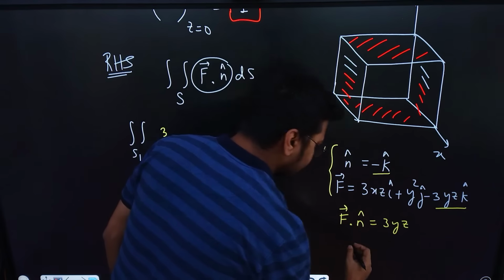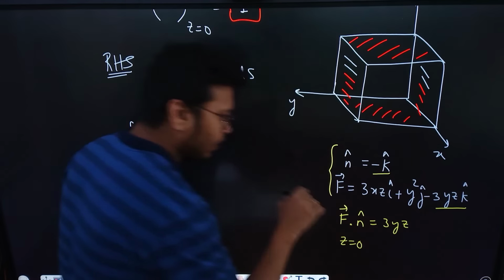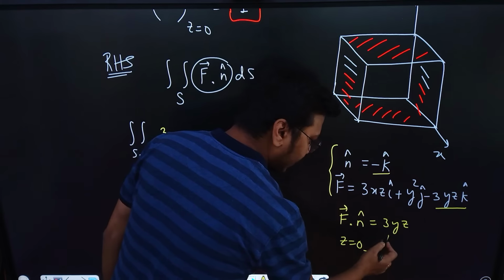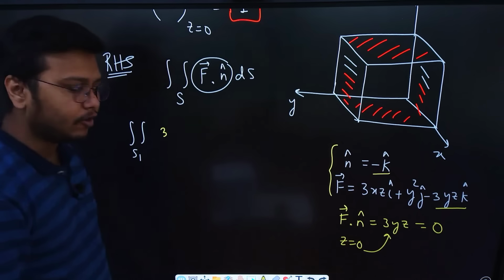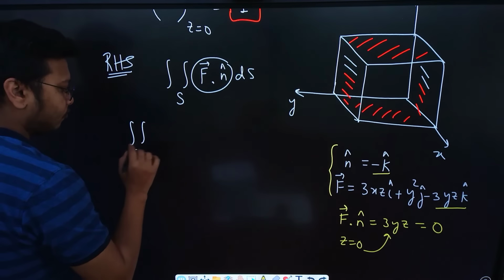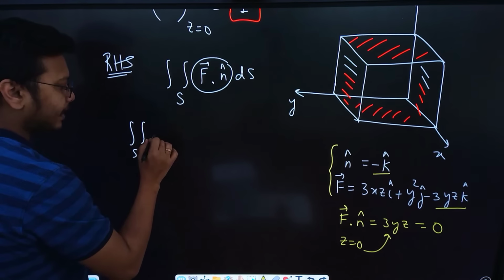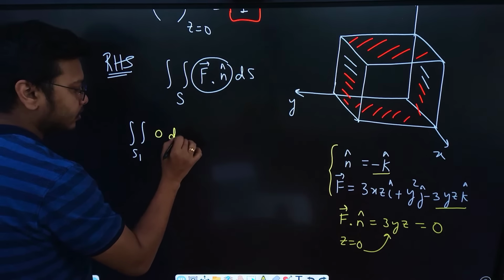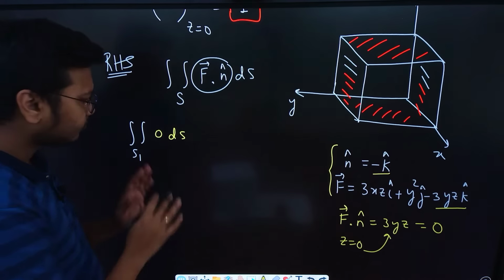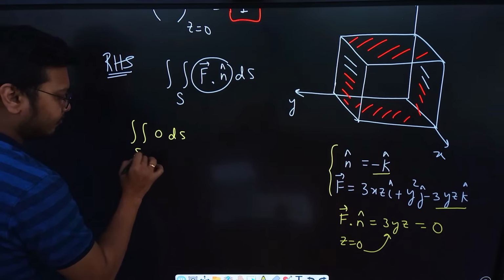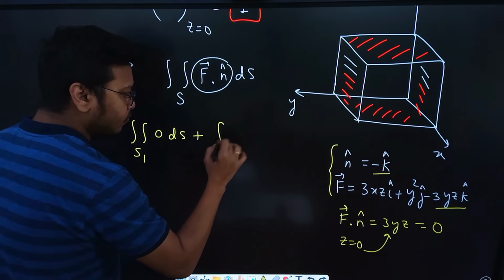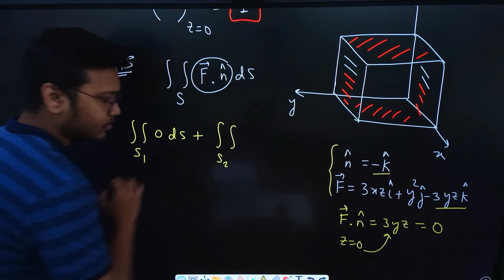So I have z equals 0 on the S1 surface, and if I plug that in over here, I'll be getting 0 as my f dot n cap, right? So for my S1 surface, the f dot n cap value is 0 ds. So that's pretty much nothing to be done. The value becomes 0. Now let's move on to our S2 surface.